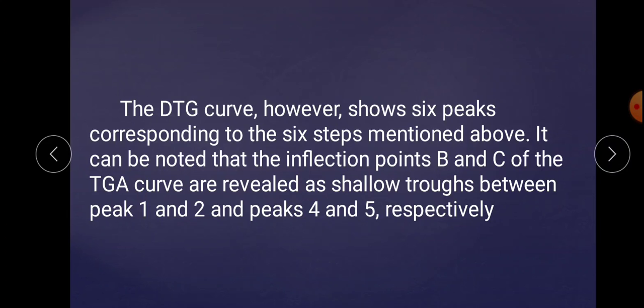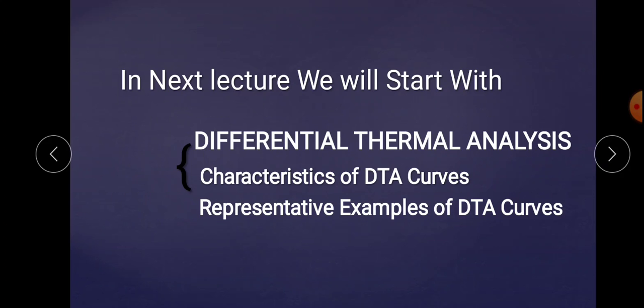So this is the overall explanation. In this case it can be noted that the inflection points B and C of the TGA curve are revealed as shallow troughs between the first and second peaks and between peaks 4 and 5 respectively. So this is all about the TGA comparison with DTA as well as differential thermogravimetry and its explanation.